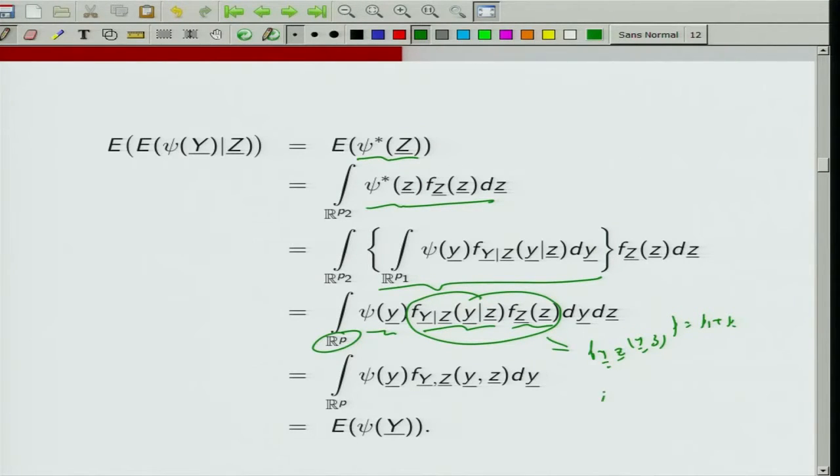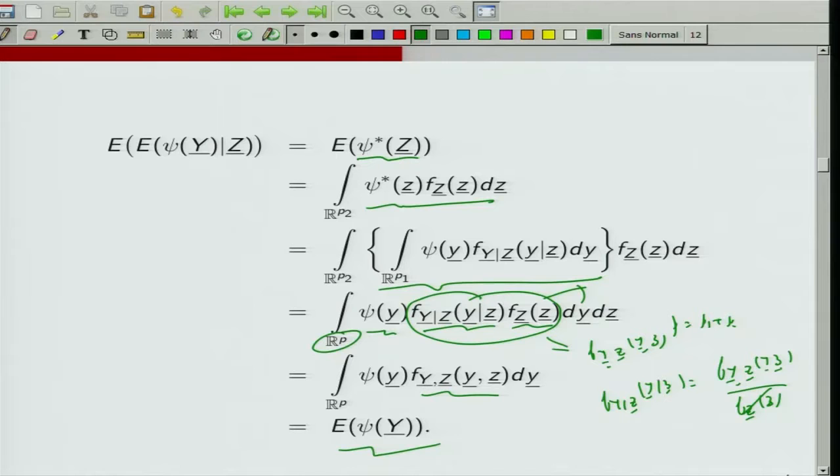Why? Because f y given z is the same as the joint PDF divided by the marginal of the condition, which is f z z, and f z z was anyway sitting over there; that gets cancelled with this and you get f y z. But this is nothing but expected value of psi y, and that is what you have to prove. That means expected value of psi y is the same as expected value of the conditional expectation of psi y given z.